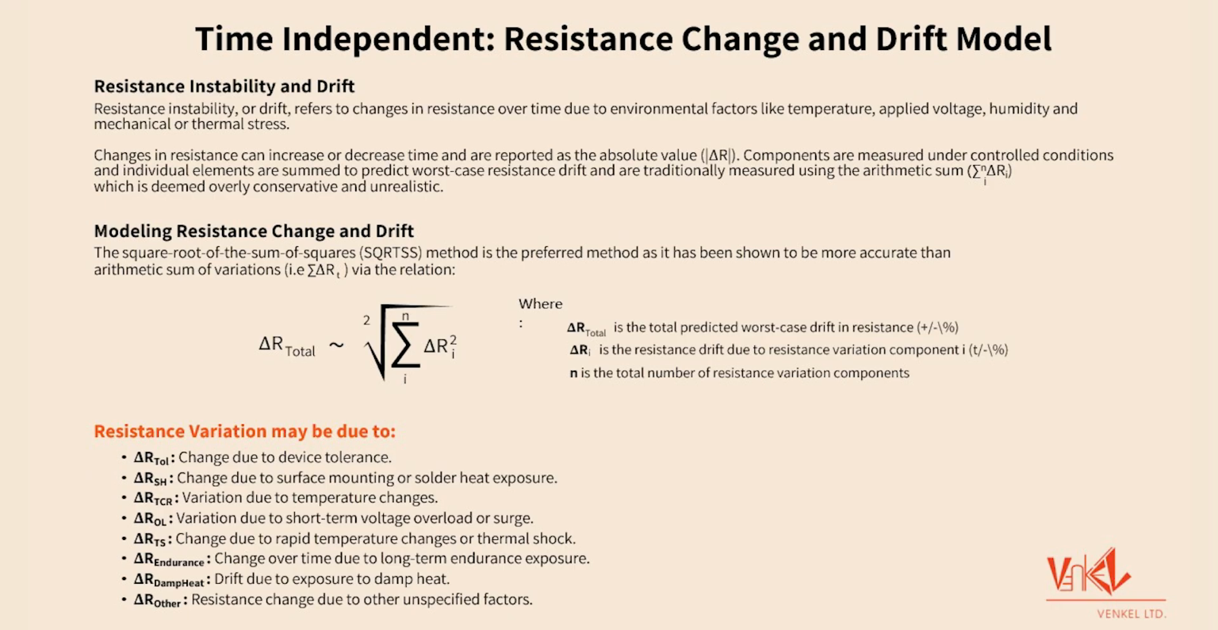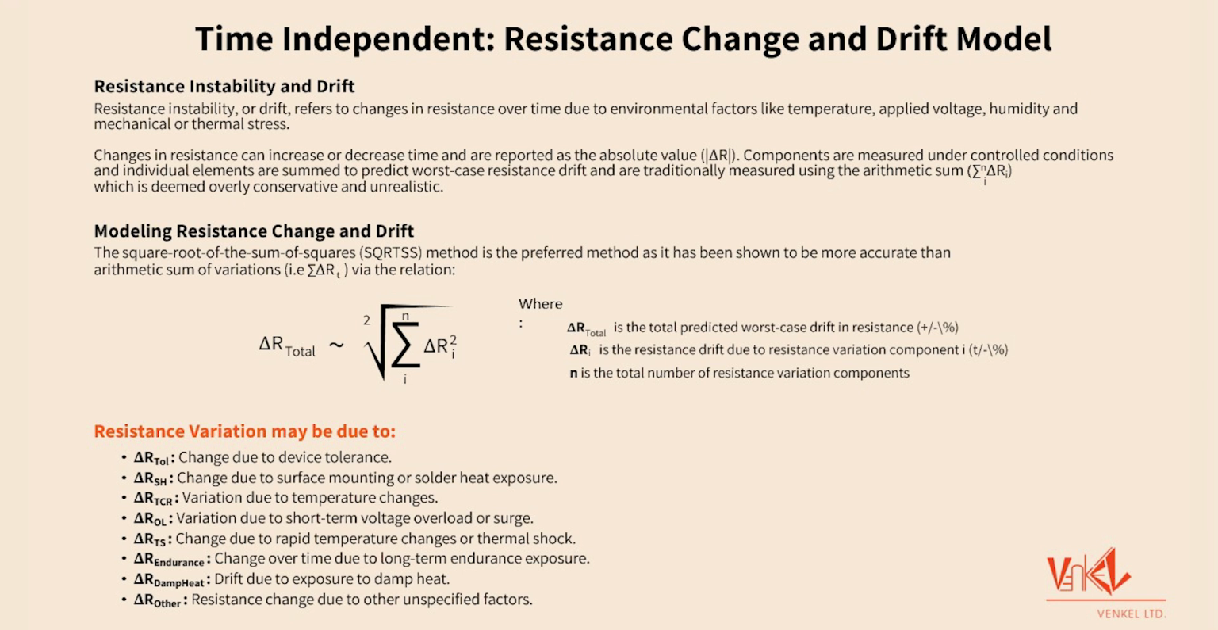Resistance, instability, and drift refer to changes in a resistor's performance over time due to environmental factors such as temperature, applied voltage, humidity, or mechanical stress. These changes can manifest as an increase or decrease in resistance, typically quantified as the absolute value of drift.